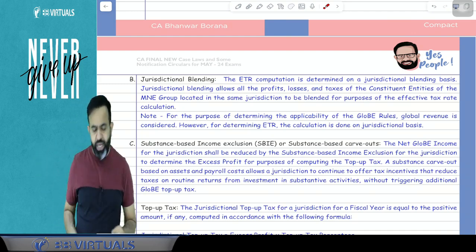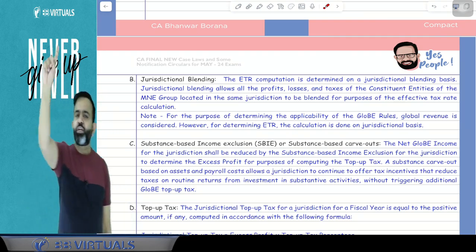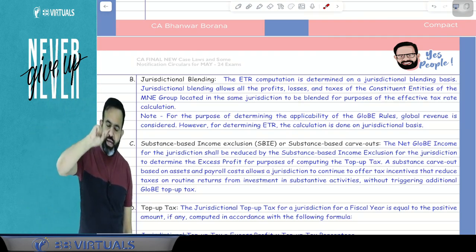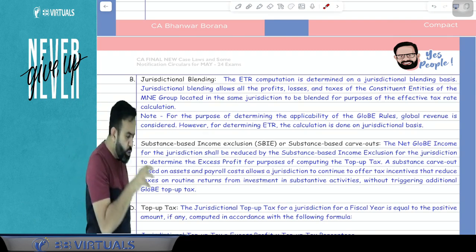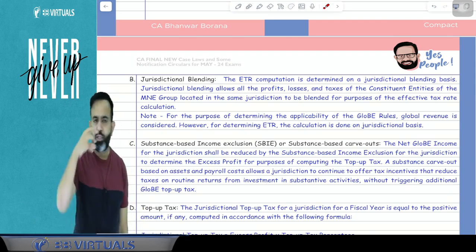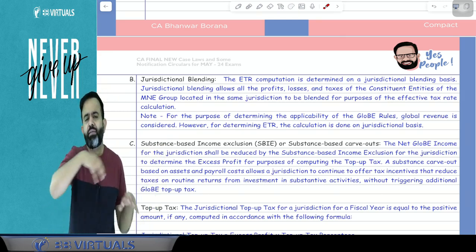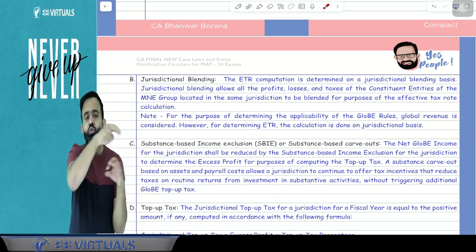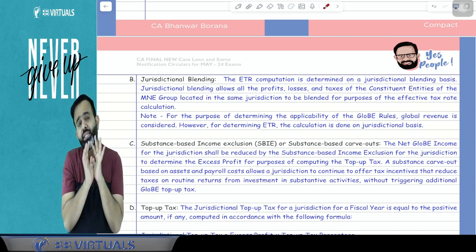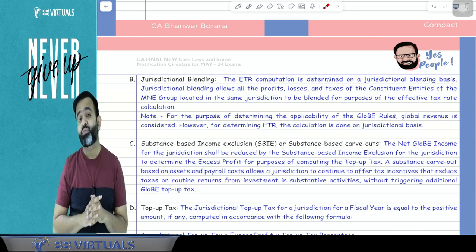Let me take one example. Suppose the Unilever group of the UK has 2 companies in India. One is Hindustan Unilever, and suppose they have one more company in India. So when the same group has 2-3 companies in India, their tax should be at least 15%.